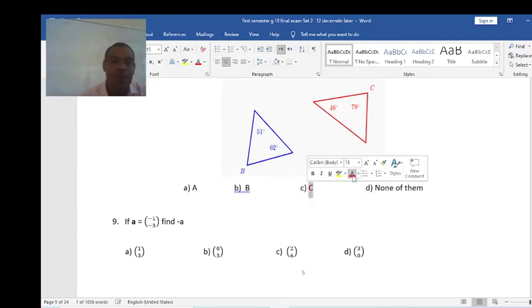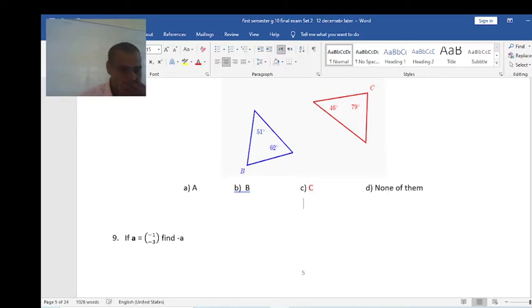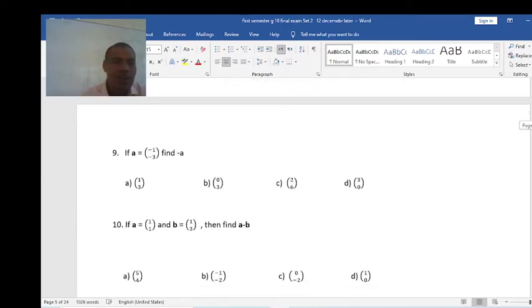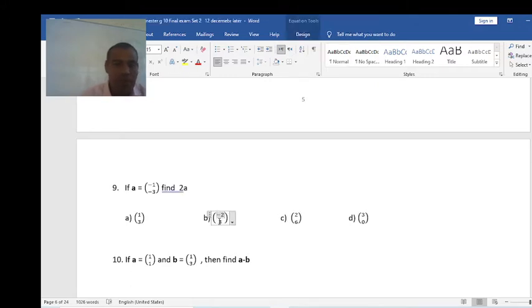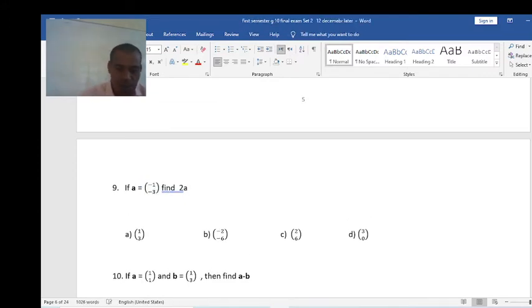Okay. For the next question we have question 9. Find, if A equals the column vector minus 1, minus 3, the question is find 2 times A. Find 2A. Okay, so here it will be minus 2 and here it will be minus 6. So to solve this question, my learners, I'll just write down 2 times A.